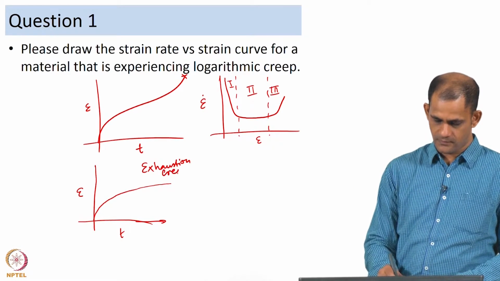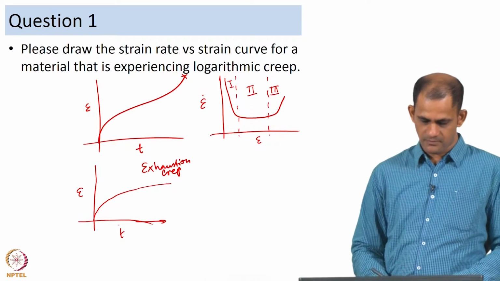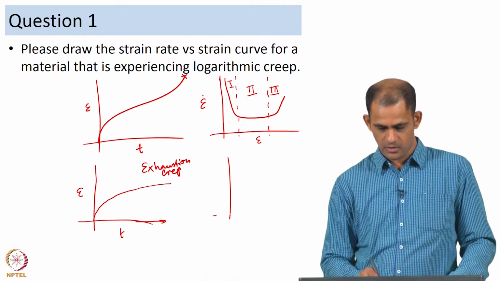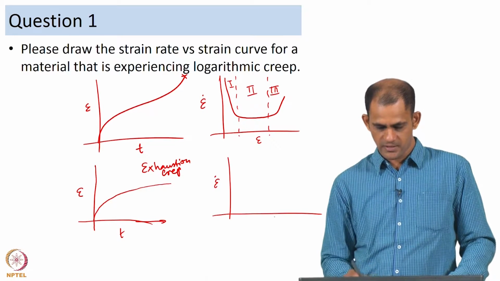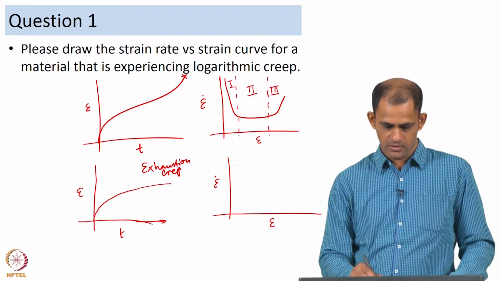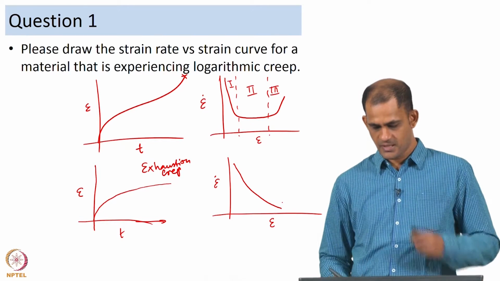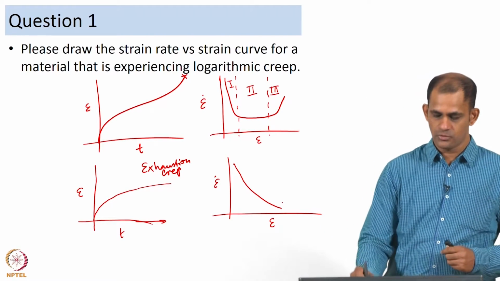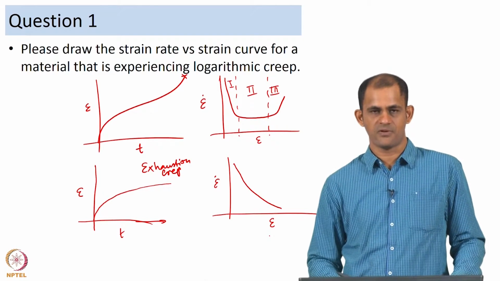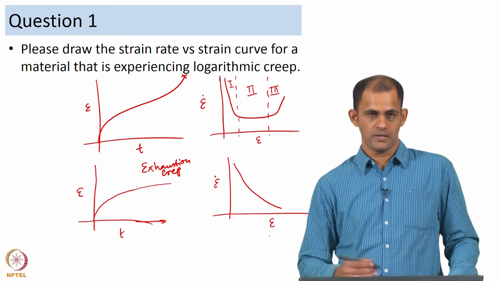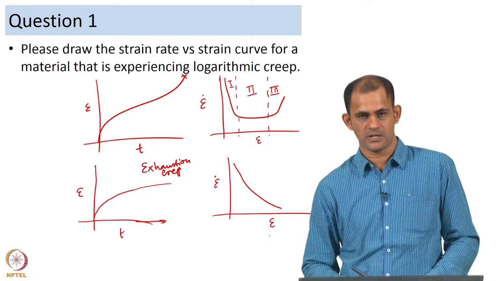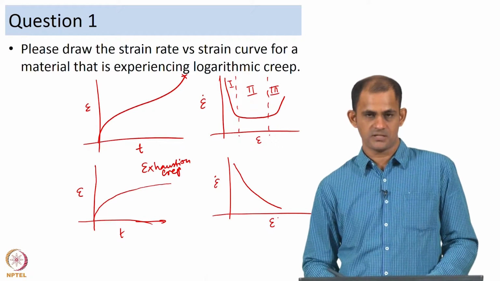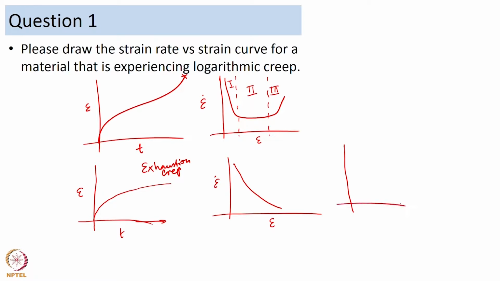So, the strain versus time would look like that. For logarithmic creep the strain rate versus strain curve would look something like that. It will continue to go down in strain rate as plastic deformation happens. So, that is how the strain rate versus strain would look for a material experiencing logarithmic creep or exhaustion creep. Alternatively, if you plot strain rate versus time, even in that case you will see something like that. So, that was question 1.